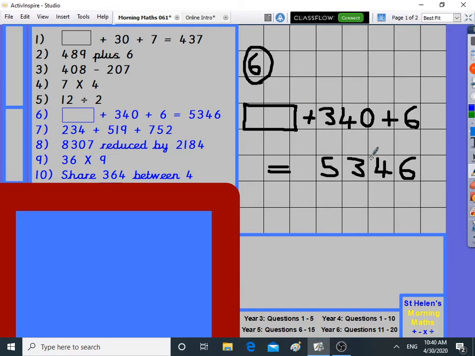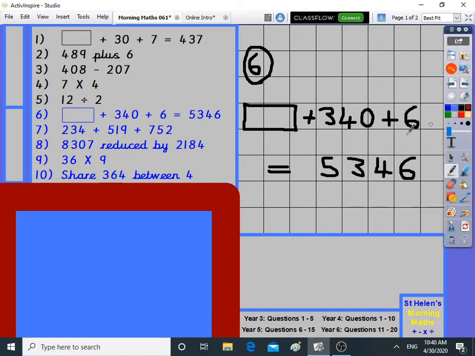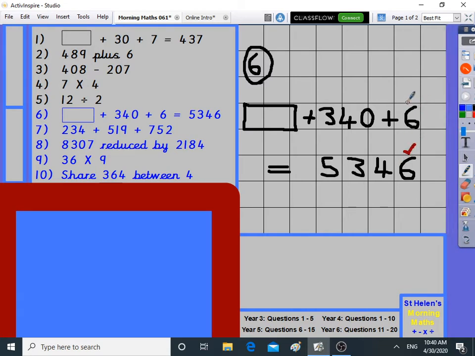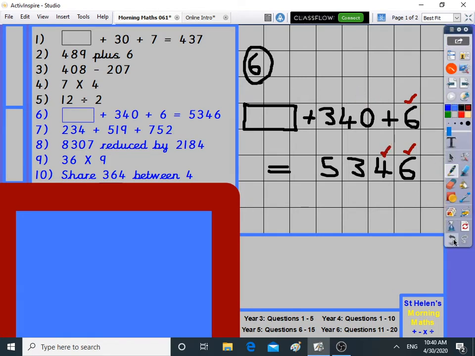So something plus 340 plus 6 equals 5,346. So what's missing? The 6 in the answer is there. The 4 tens from the answer is there. It might be better if I put my hats on. Definitely better if I put my hats on. Units, tens, hundreds and thousands. 6 units is taken care of. This 6 is taken care of here.